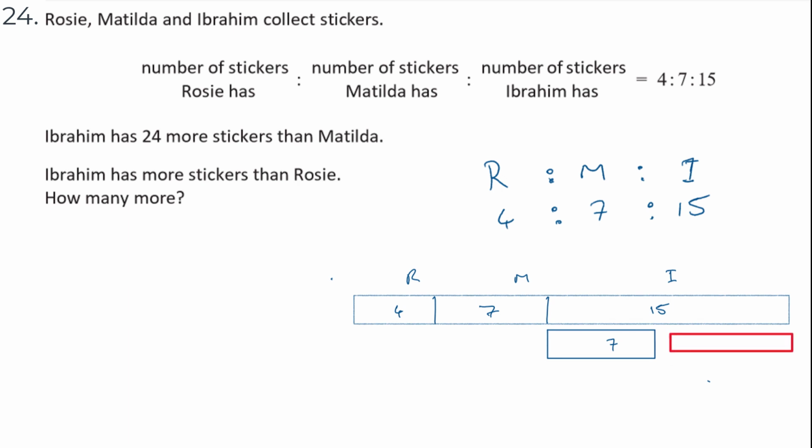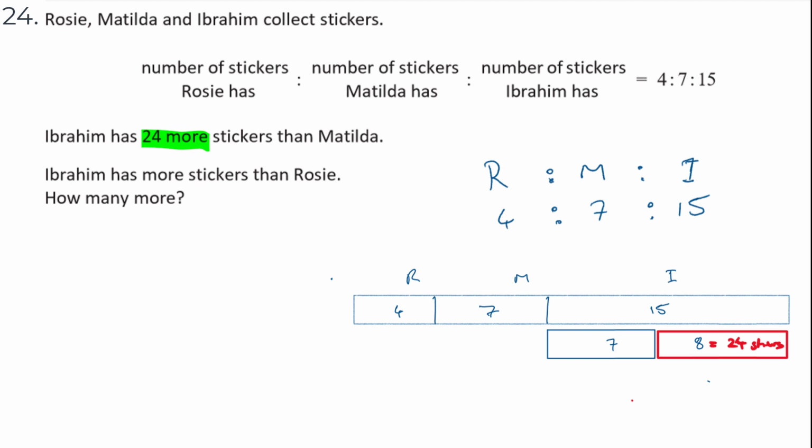for every 7 that Matilda has, doesn't he? So that's going to be 8 in there. But we're told that actually Ibrahim has 24 more stickers. So those 8 shares are actually worth 24 stickers.